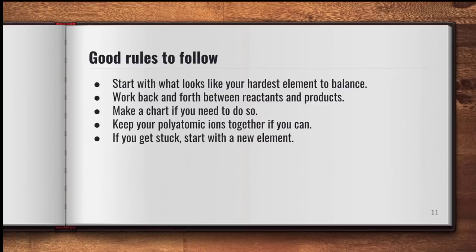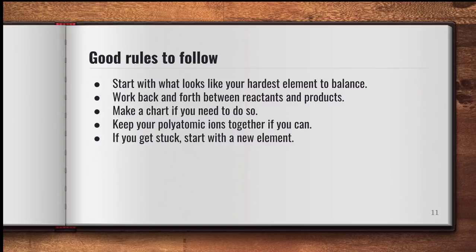So just a couple of key rules, some rules to follow. I would always start with what looks like your hardest element to balance, and typically those are things that are going to result in not just 1s and 2s, but you end up with things like 6s. A lot of times your polyatomic ions are going to be what you want to start with when you balance. It's just going to depend on the situation. This isn't one of those things where there's one set of rules that you're going to follow every single time. It's going to take practice for you to be able to see how to work through this process and then eventually get what you need.